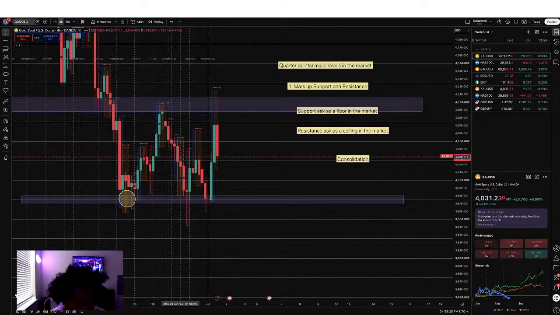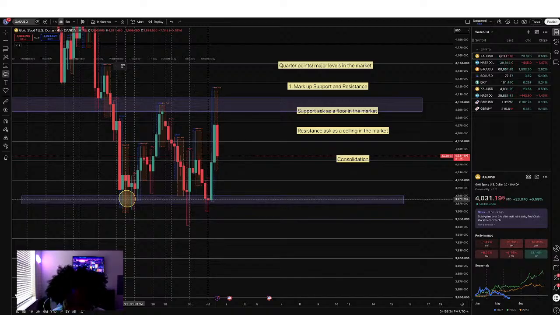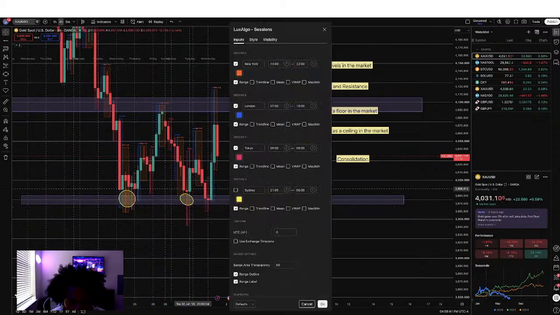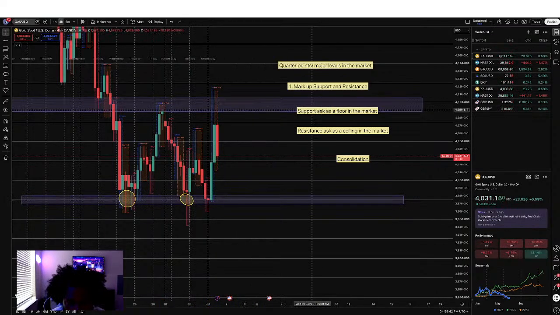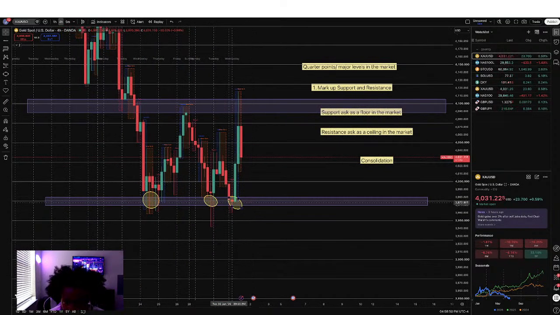All right, so you can see we have a rejection right here at this support and also at this quarter point slash major level, 39.75. And now you can see we have another rejection here at this support slash major level. And then another rejection here. So we have 3 rejections at this support and major level.